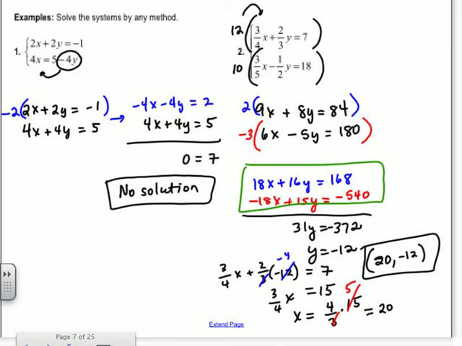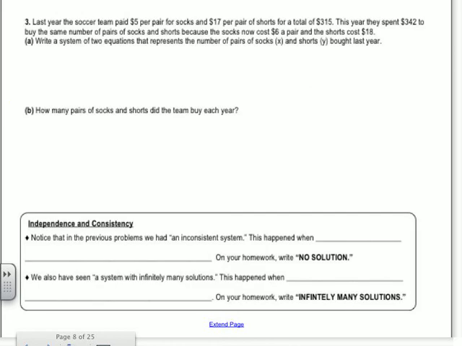Okay, so 3.2 makes sense so far. All right, so let's try a story problem. It says, last year the soccer team paid $5 per pair for socks and $17 per pair of shorts for a total of $315. This year they spent $342 to buy the same number of pairs of socks and shorts because the socks now cost $6 a pair and the shorts cost $18. Write a system of two equations that represents the number of pairs of socks X and the number of shorts Y bought last year.